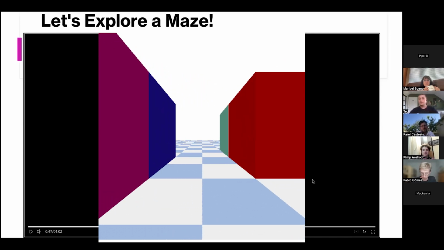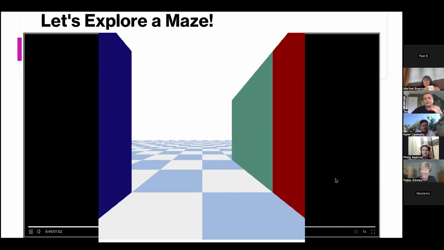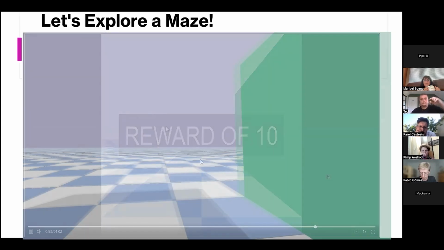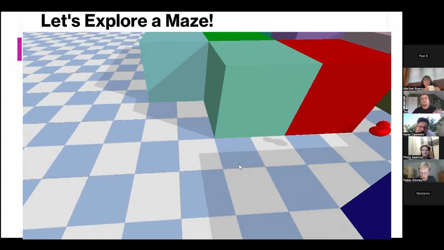Oh, there's another exit. We were missing this exit the entire time. And now we got a much bigger reward. That's a reward of 10. It's worth 10 times the other exit. So let's zoom out. Let's fly away like we're some sort of incredible deity.